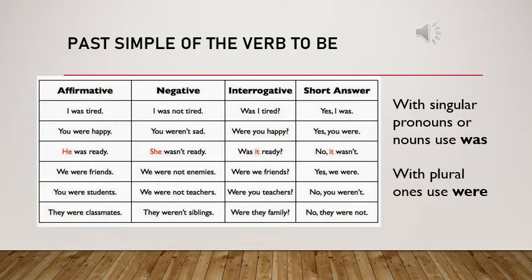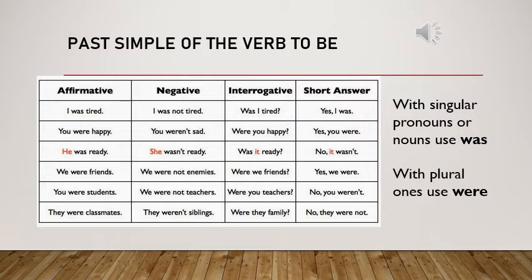So here we have the rule for the past simple of the verb to be. The verb to be is a big family of verbs. It has many members like was, were, is, are, and others. Now, we will study was and were. How do we use them? We use was with singular pronouns or nouns. For example, with I, we use was.